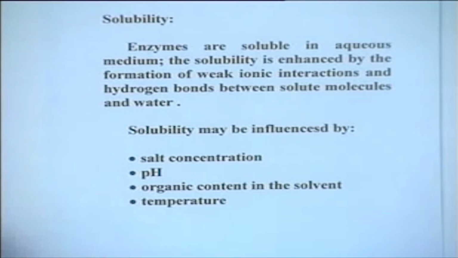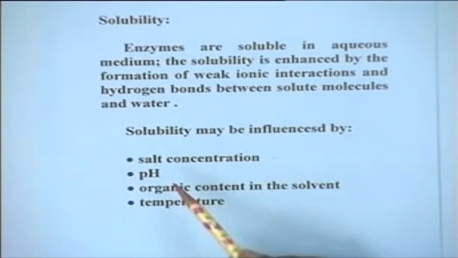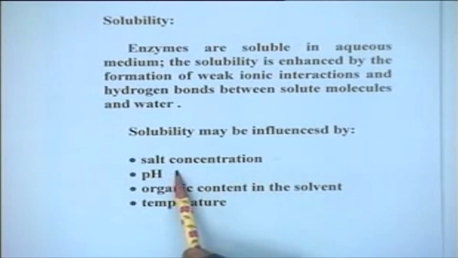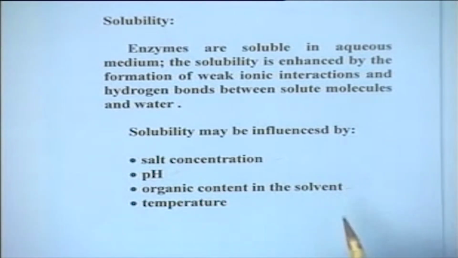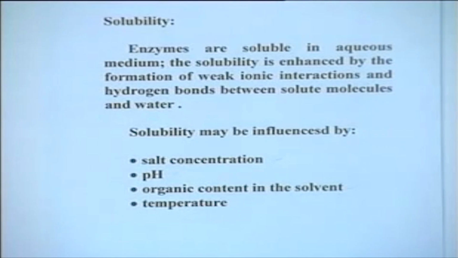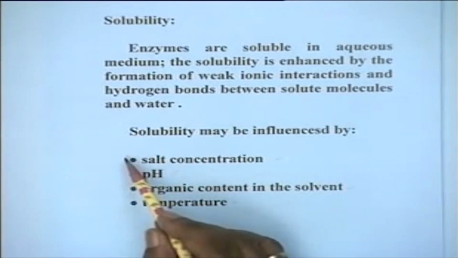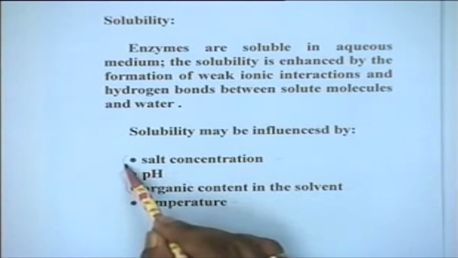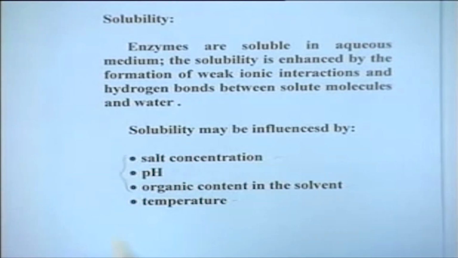Now, usually the solubility can be influenced by salt concentration, that means the ionic strength, the pH, and the organic content in the solvent, that means addition of an organic polymer can affect the solubility, and of course temperature is a universal parameter which influences solubility. But you will notice that at least the first three parameters are very commonly used parameters for even isolation of an enzyme sample from a crude protein sample.